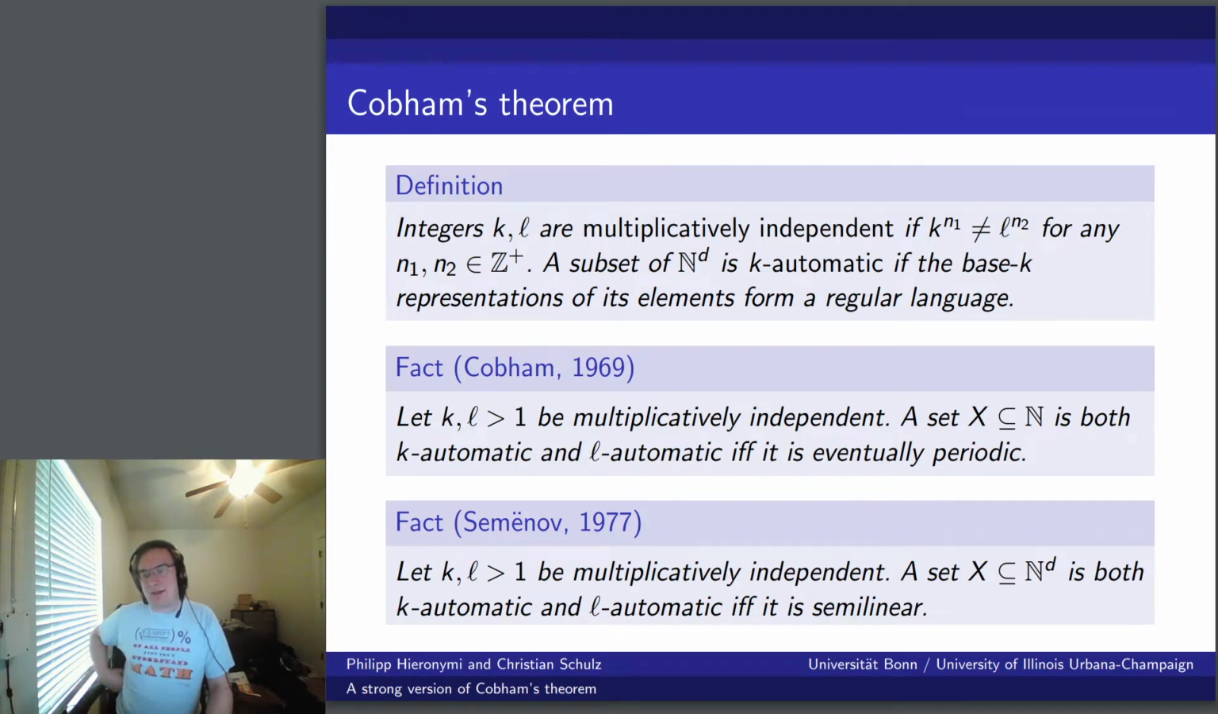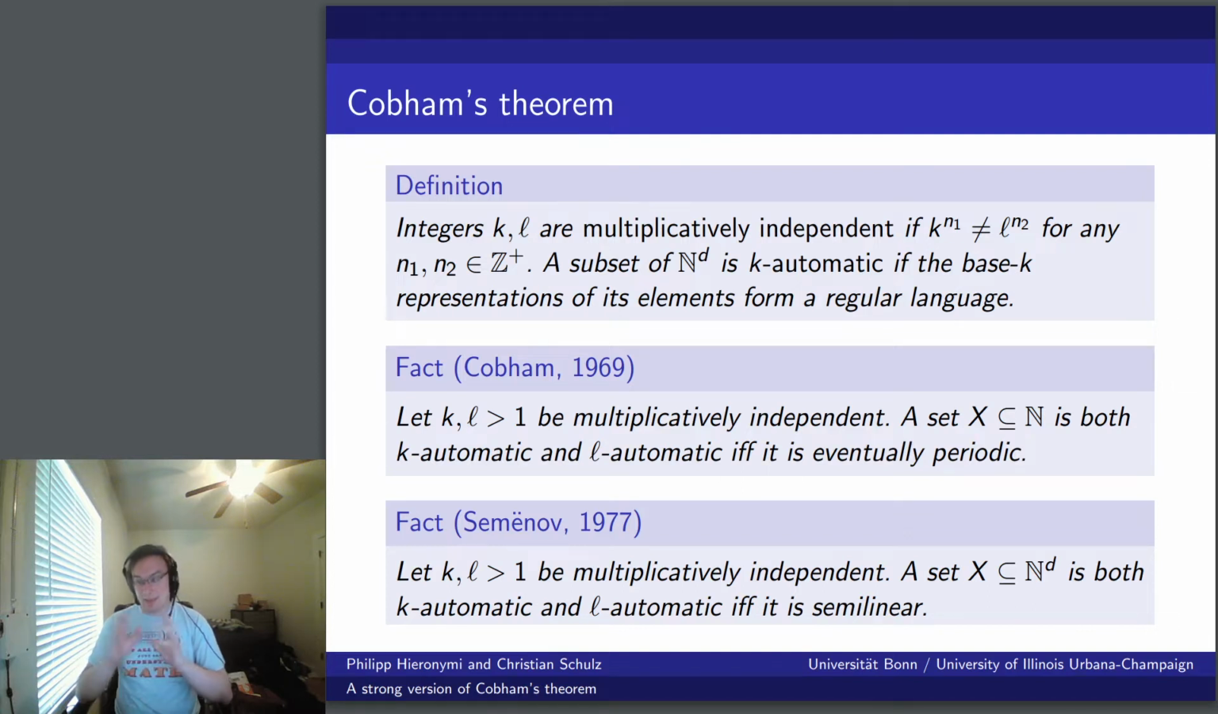Note that the elements of this might be tuples if we have d greater than 1. And in that case, what we can do is take a tuple, write each of the coordinates in base k, and then our characters will be tuples of the characters from the base k representations. And then if the set of resulting strings is recognizable by a finite automaton, the set is k-automatic.